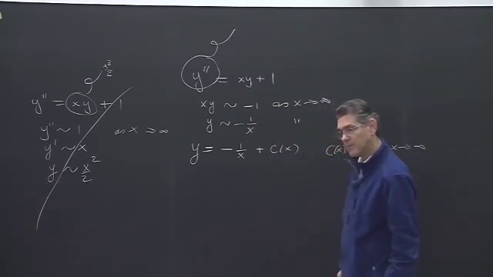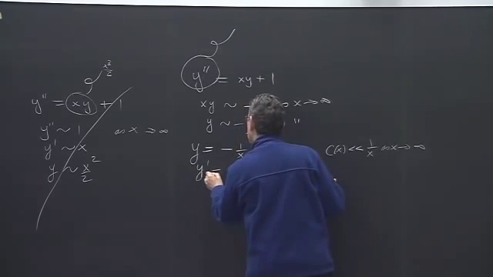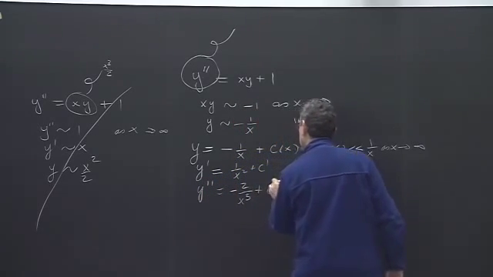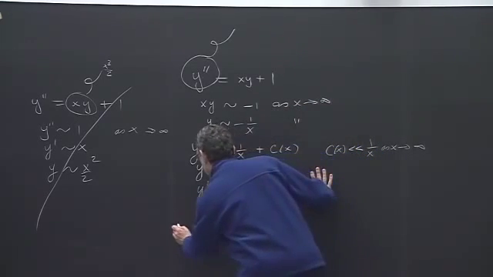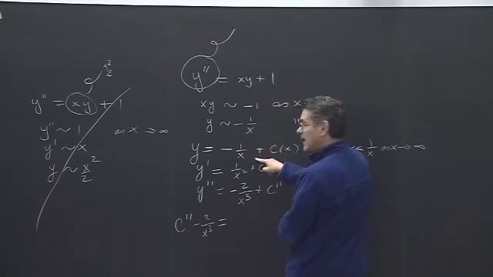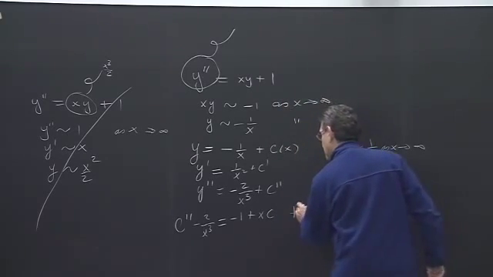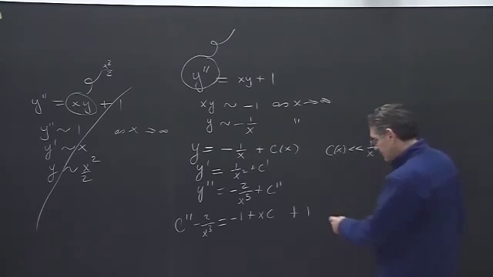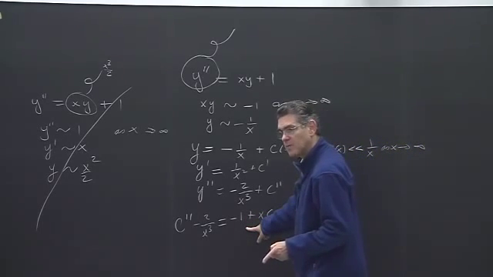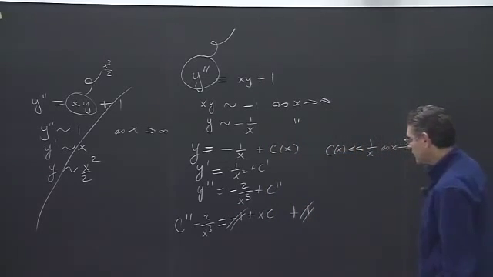Okay? We now plug this into the equation. So y prime would be equal to 1 over x squared plus c prime, and y double prime would be minus 2 over x cubed plus c double prime. We plug it into the equation, and we get c double prime minus 2 over x cubed is equal to xy. xy would be minus 1 plus xc plus 1. Okay? Now, notice this is a pretty complicated equation, but two terms exactly cancel. Why does this term cancel that term? Because we got the first term in the series right. Okay, that's the check. We always get one exact cancellation. Now we have a new equation.